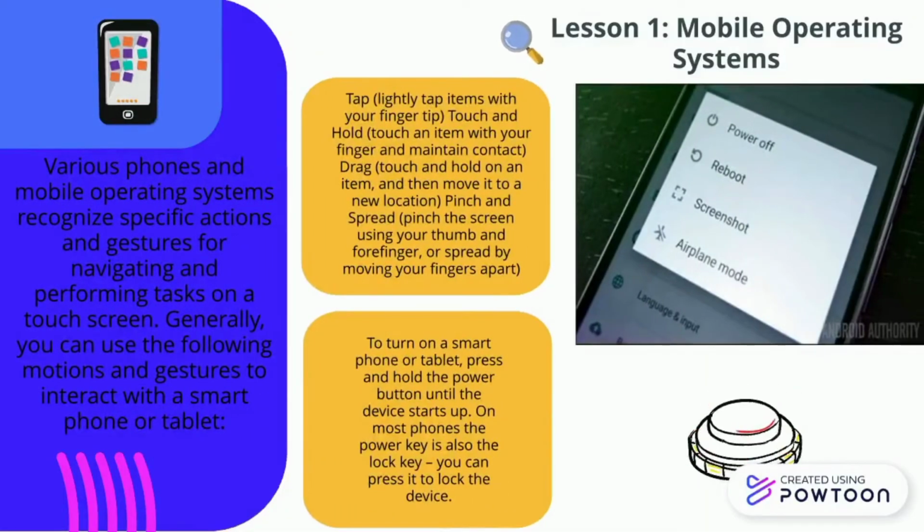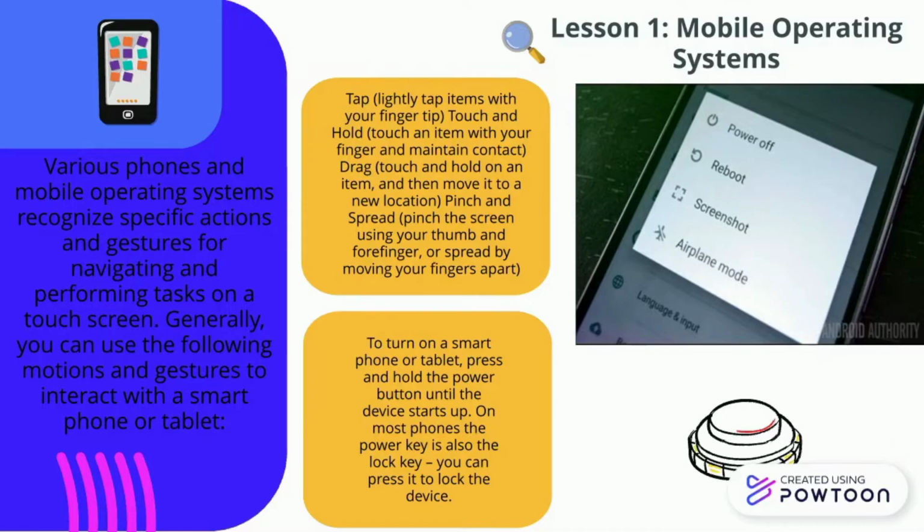Various phones and mobile operating systems recognize specific actions and gestures for navigating and performing tasks on a touch screen. Generally, you can use the following motions and gestures to interact with a smartphone or tablet. Tap: lightly tap items with your fingertip. Touch and hold: touch an item with your finger and maintain contact. Drag: touch and hold on an item, and then move it to a new location. Pinch and spread: pinch the screen using your thumb and forefinger, or spread by moving your fingers apart.